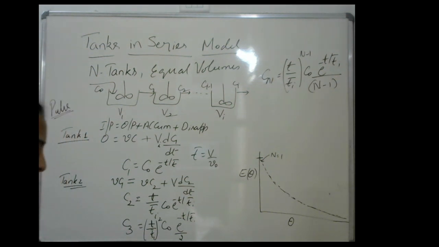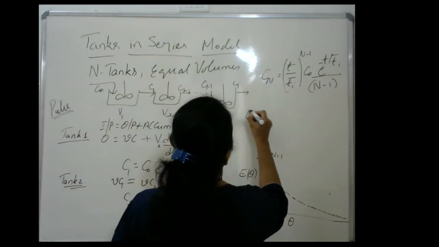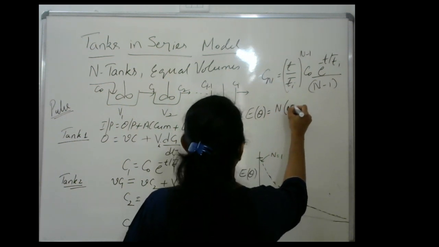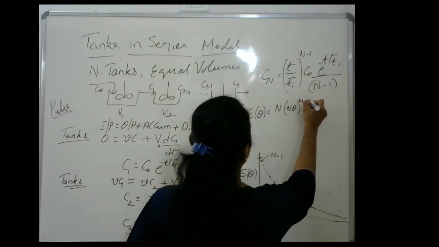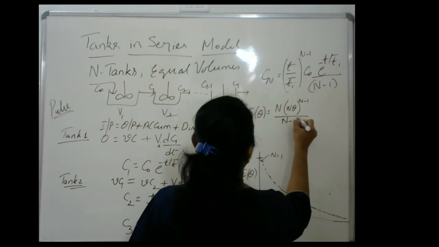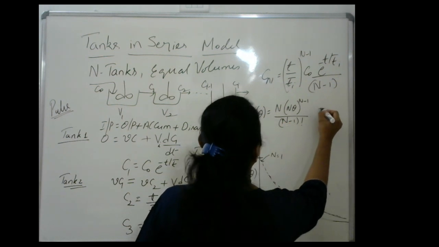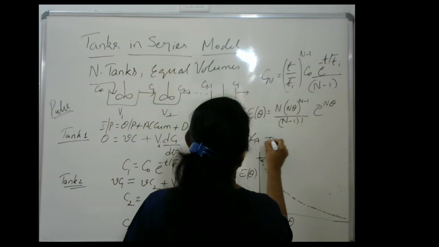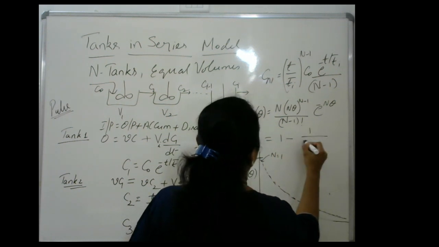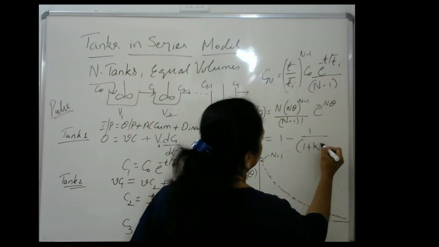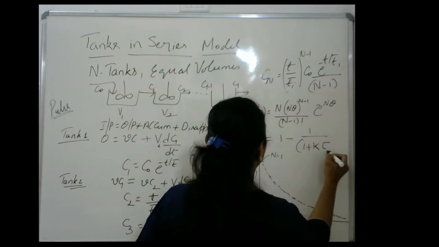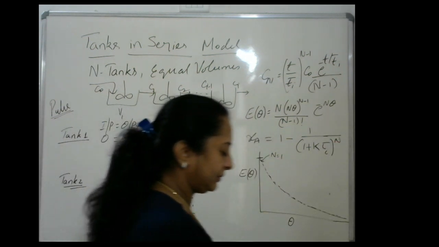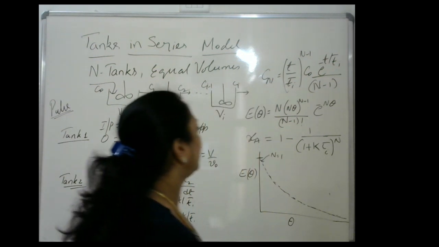And finally E theta. How to find E theta for this? E theta for this will be n into (n theta) to the power n minus 1 by (n minus 1) factorial, e to the power of minus n theta. And X_A, you know, will be 1 minus something from multiple reactors. You just recollect the equation that you had derived in multiple reactors. So this is how you find the value.